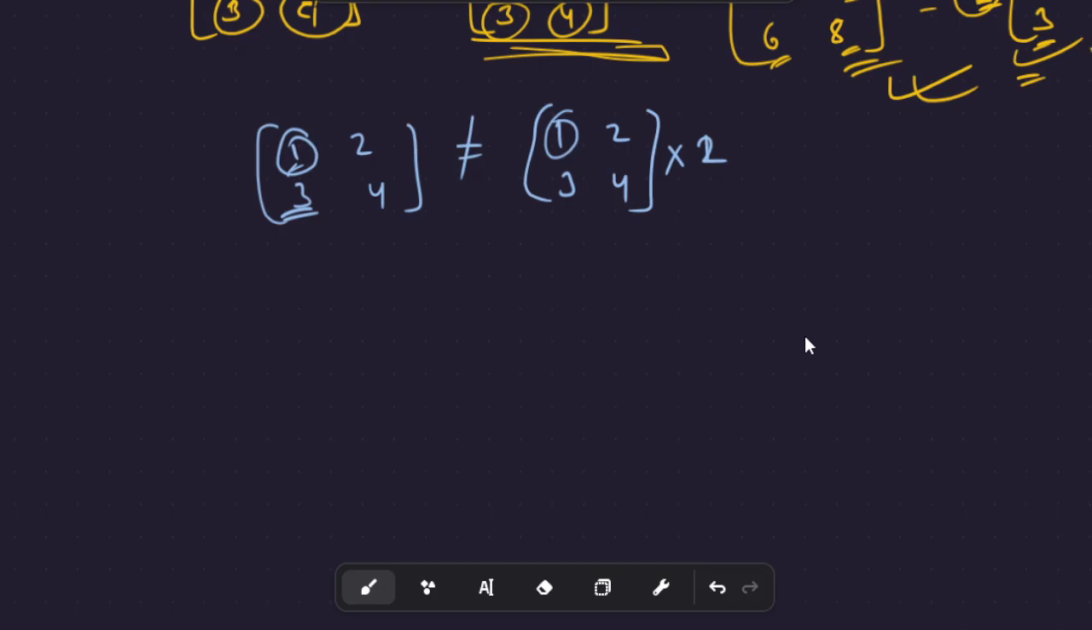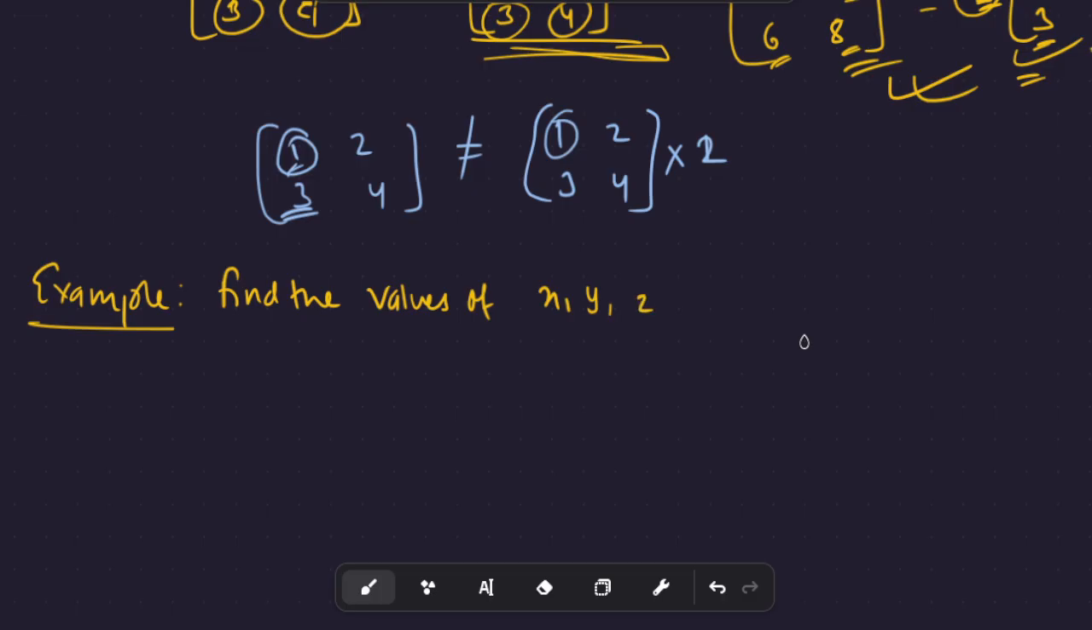Okay, now let's do one question, one example. The example is find the values of x, y, z and w. The question is the matrix [x, 7; 10, y] equals [8, z; w, 2].